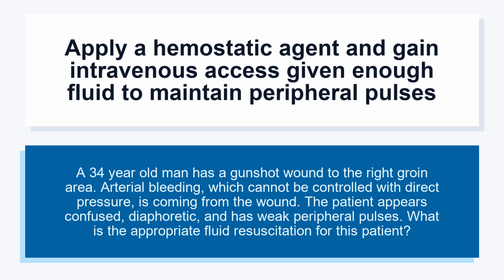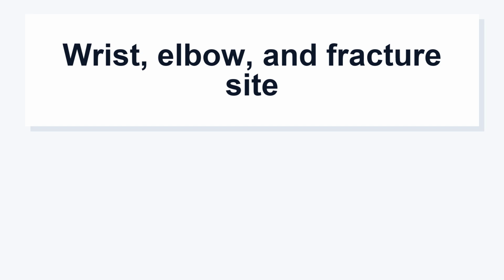A 34-year-old man has a gunshot wound to the right groin area. Arterial bleeding, which cannot be controlled with direct pressure, is coming from the wound. The patient appears confused, diaphoretic, and has weak peripheral pulses. What is the appropriate fluid resuscitation for this patient? Wrist, elbow, and fracture site.